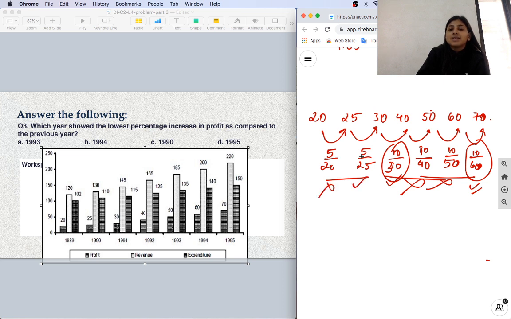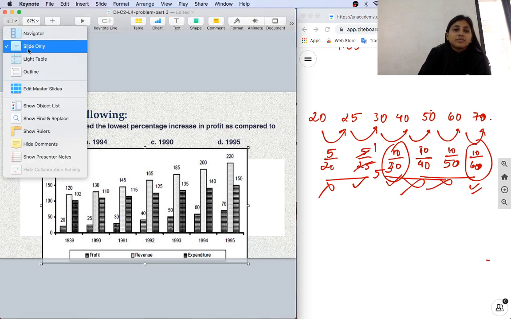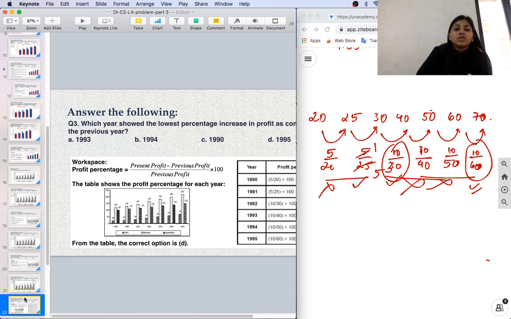So out of 1 by 6, and this is what, 1 by 5, which is even smaller, 1 by 6. So the answer should be 1995. Okay, 1995 had the lowest percentage increase. Next.